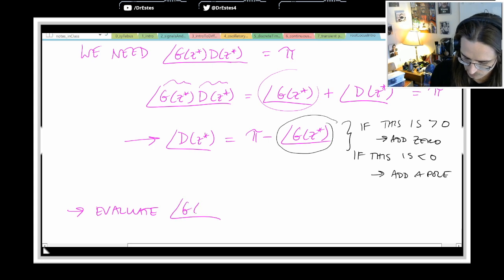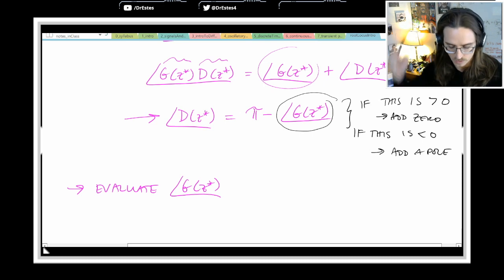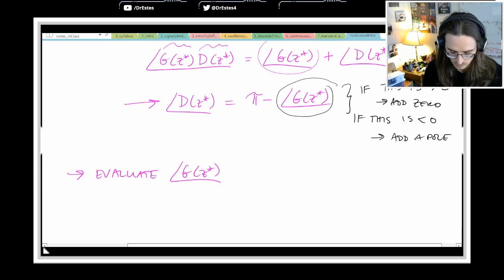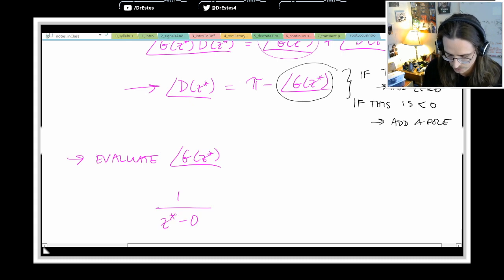But this way will make a lot of sense. Okay, evaluate G at z star. So we're going to take G, which is 1 over z minus 0.8, but we're going to evaluate it at z star, and we're going to take the angle.